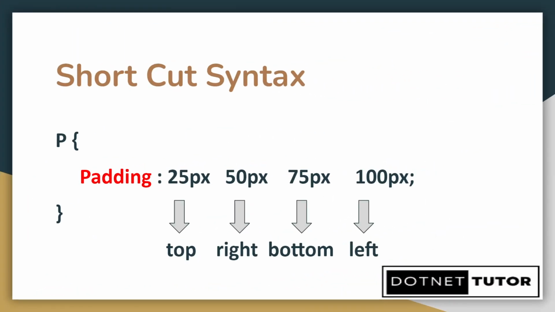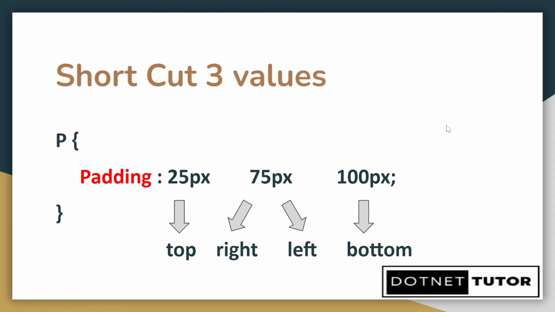And if you want to write in the shortcut way, we can mention like this: padding 25, or like this, four values we can write. The first value represents top, second one right, third one bottom, and fourth one is left. If you write three values, then the first one is top, the second one is right and left, and the third one it will take as bottom value.